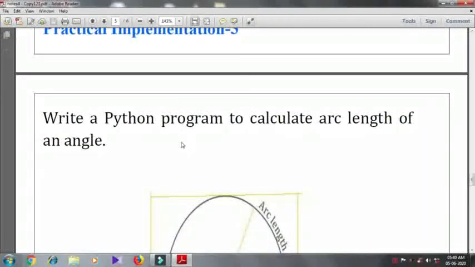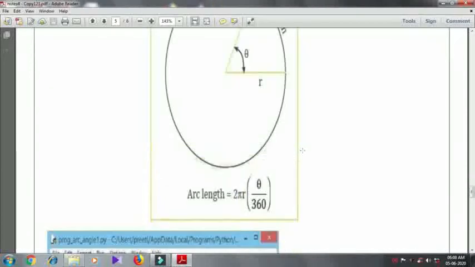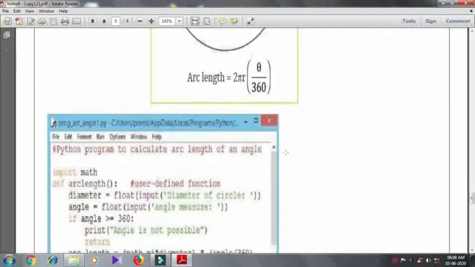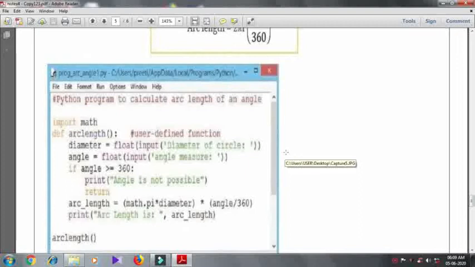Next question, program to calculate the arc length of an angle. Arc length equals 2 pi r into theta by 360. See how this program is implemented in Python.